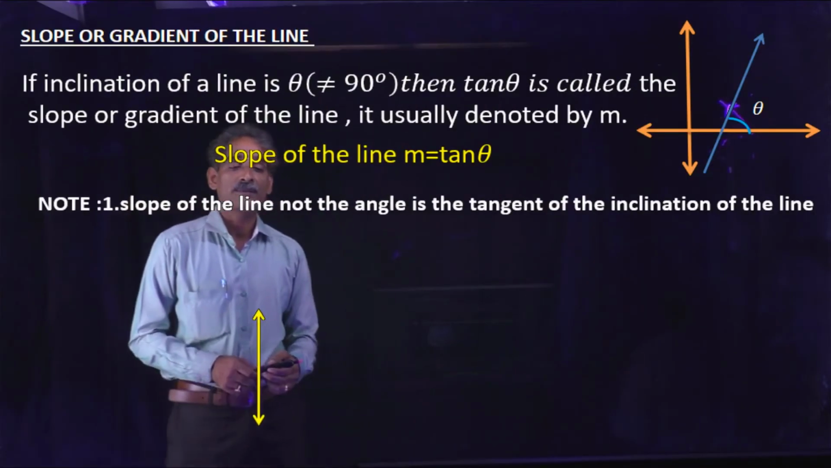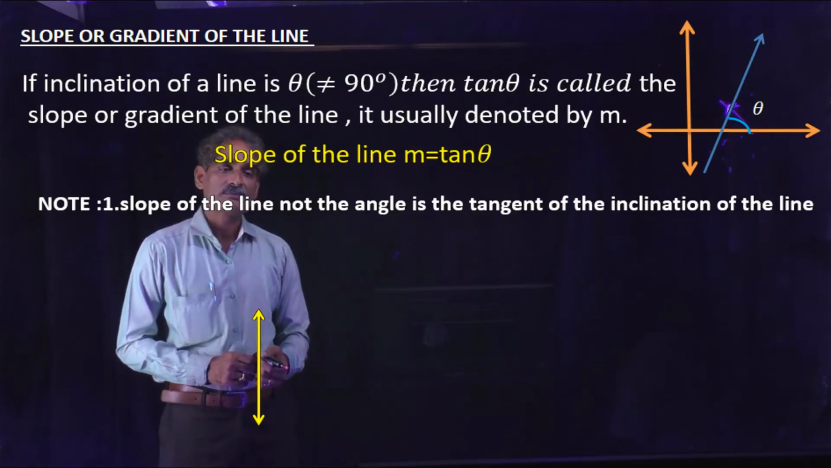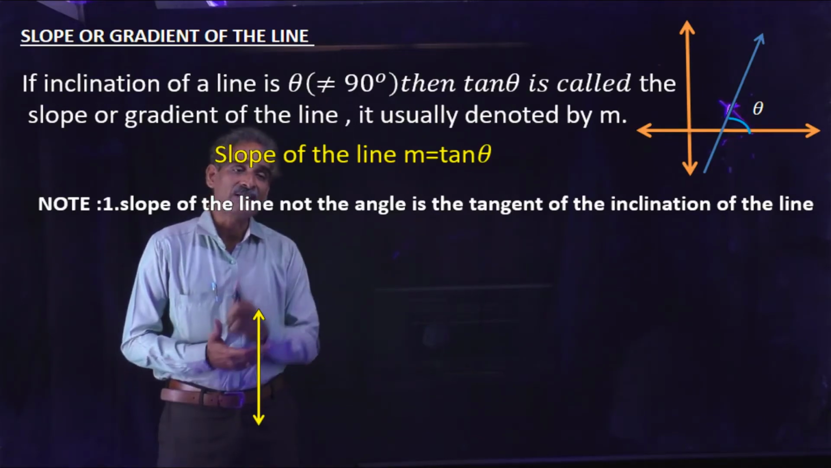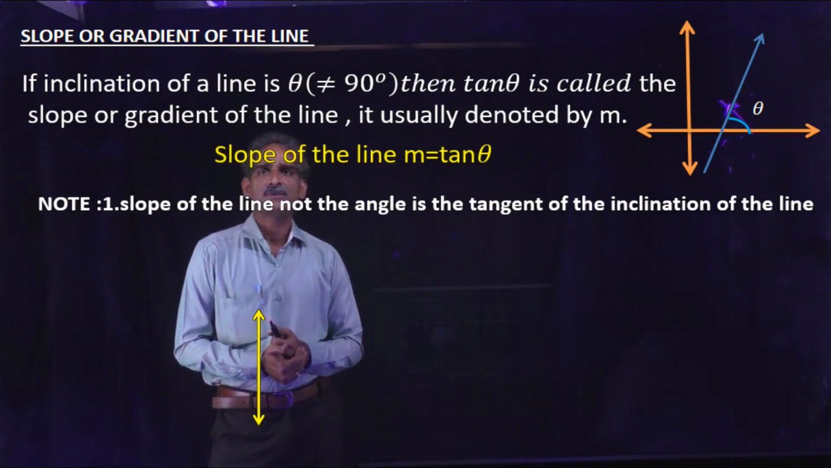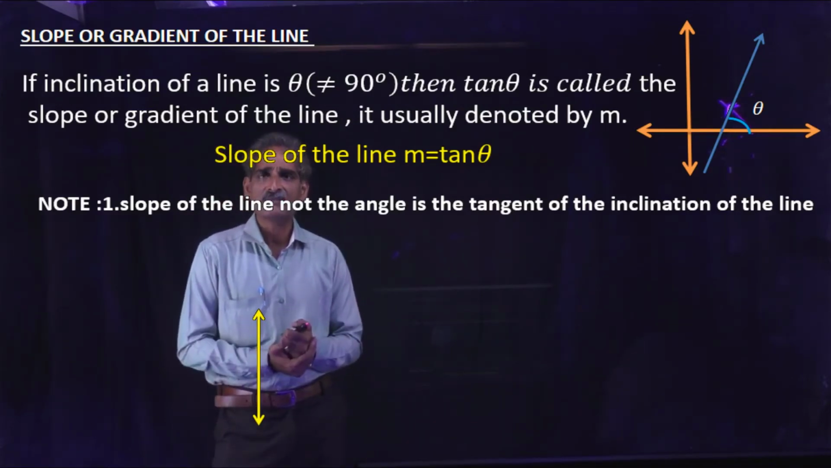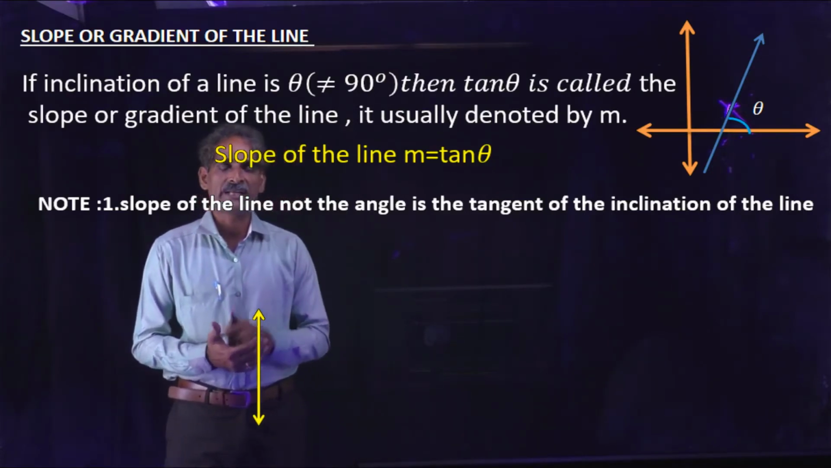Okay, observe that. Slope of a line, not the angle, is the tangent of the inclination of the line. Slope does not mean angle. Tangent of the angle is the slope. That is the one important thing. Next one.